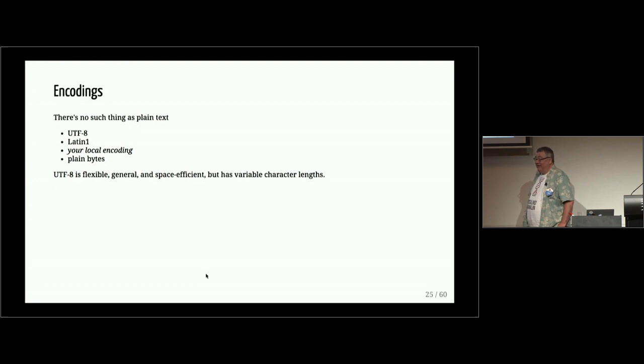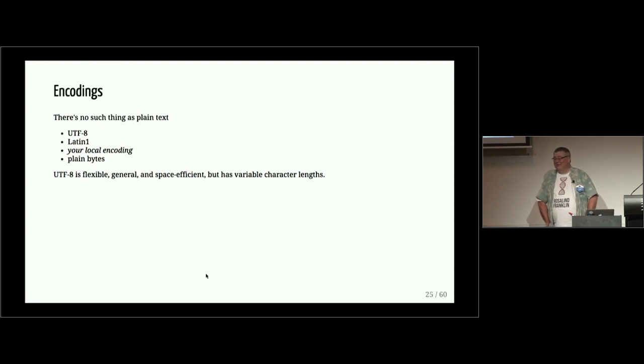Encoding, so plain text. As I hope everybody knows by now, except possibly some Americans who can get away with not knowing, there's no such thing as plain text. You have sequences of bytes. In order to tell what text is represented by a sequence of bytes, you need to know the encoding. And in the old days, the encoding was ASCII, and you got the American alphabet out of it.